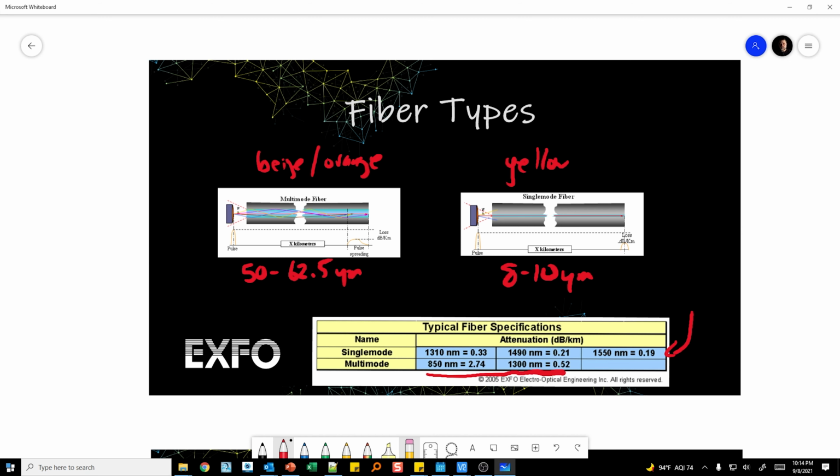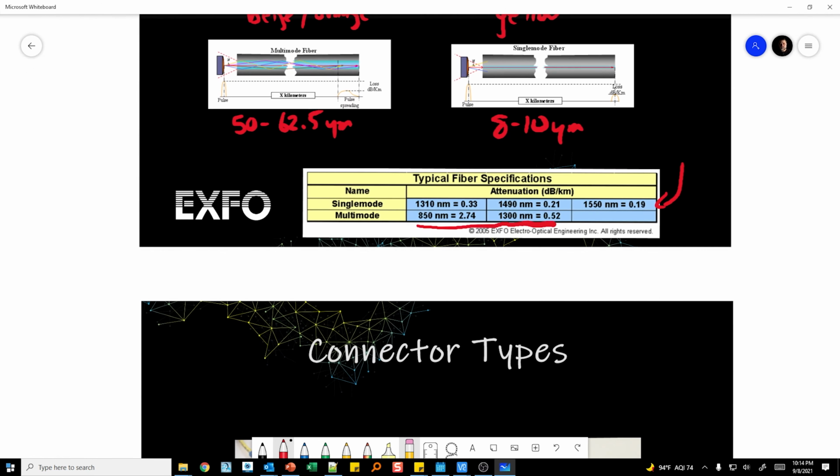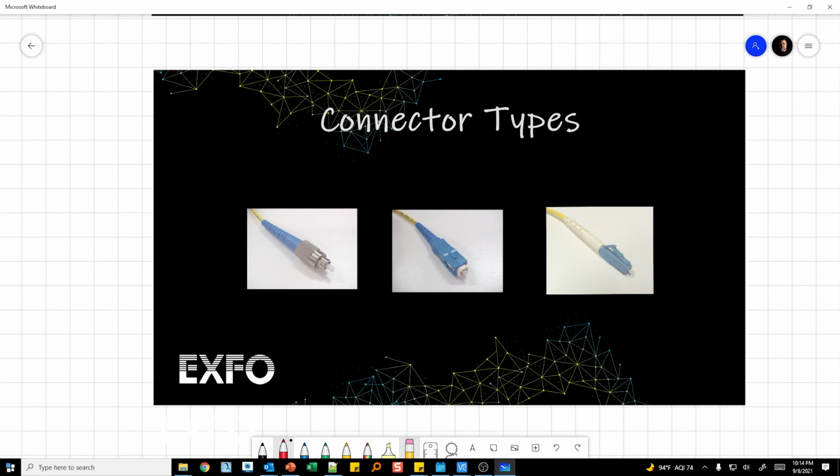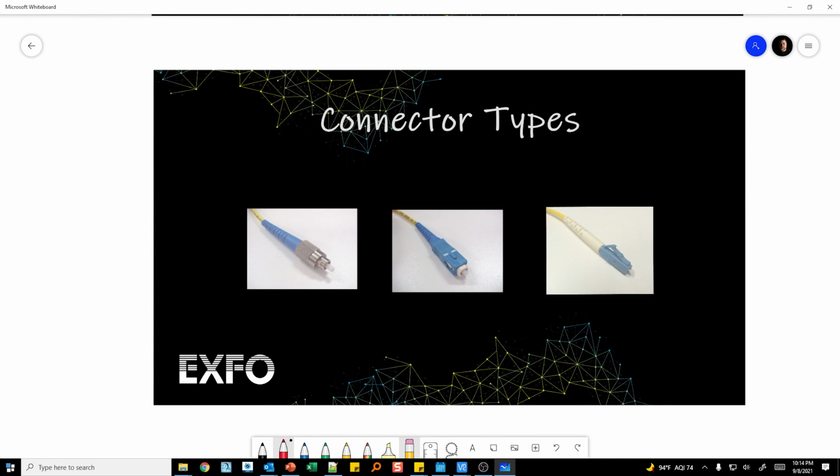But again, they don't have to be yellow to be single mode. In fact, we see a lot of blues and blacks these days as well. And so that's the actual fibers themselves. Then we have to start thinking about the different connector types out there, right? And so for single mode connectors, this is what we're looking at here. Again, you see the yellow jacket.